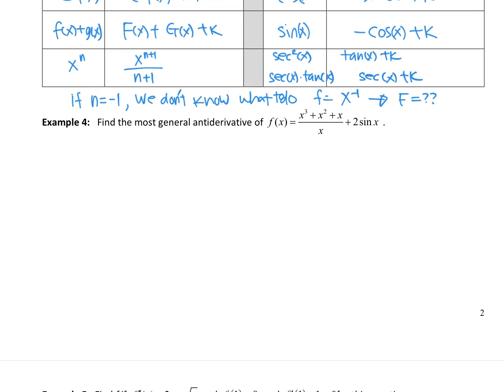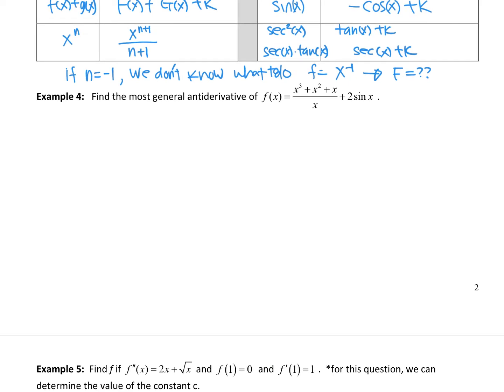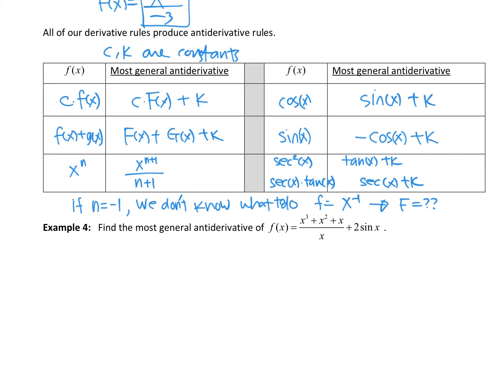Okay, let's look at example 4. You notice that here we have something for the addition rule, like when you add. Actually, you can put subtraction here too.